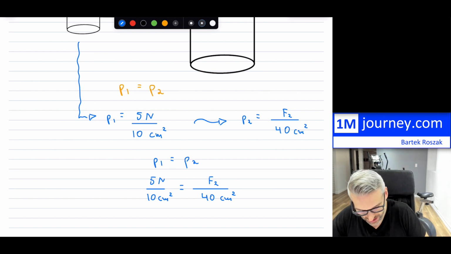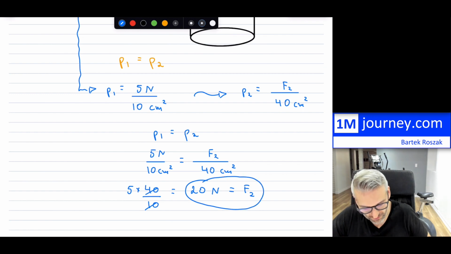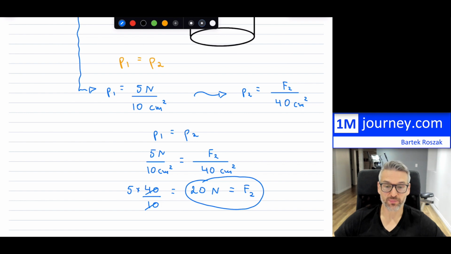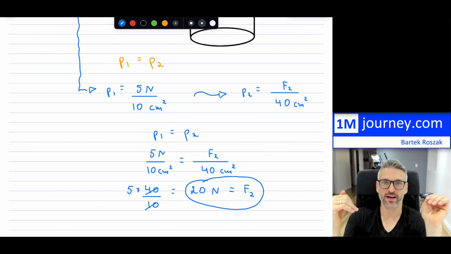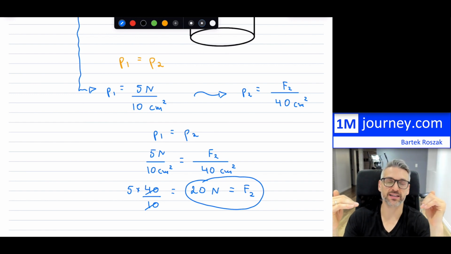Notice that if you multiply both sides by the 40, you're going to get 5 multiplied by 40 over 10. And 10 goes into 40 four times, and this would give you 20 newtons of force. So the beauty here is that you're capable of exerting a much bigger force on the right-hand side than you applied on the left-hand side. And this is how we can lift up cars, for example. They're using exactly this concept, and we can hold them up, and we don't need as much actual force because the pressures are equal.